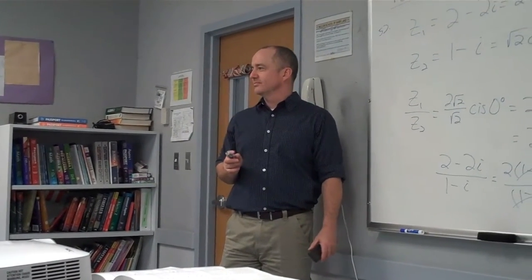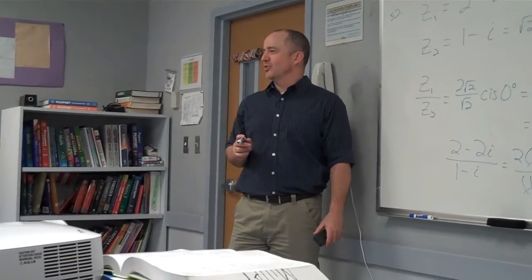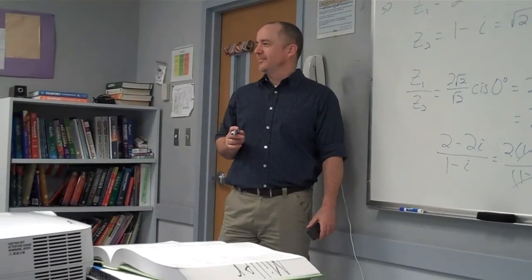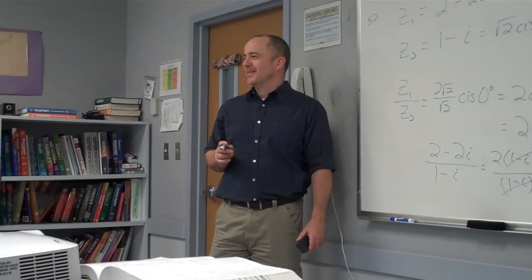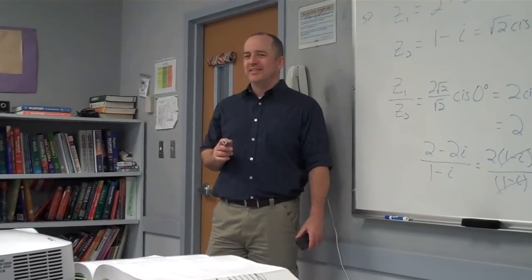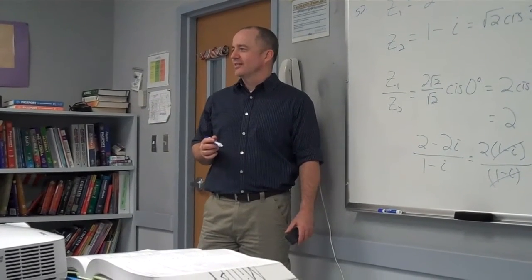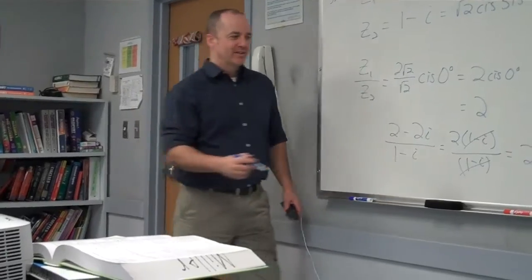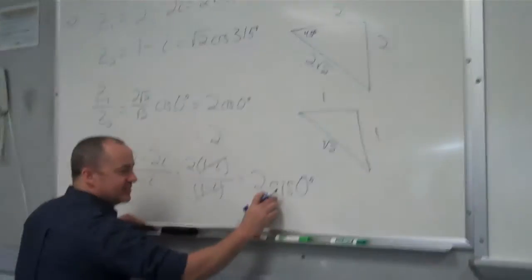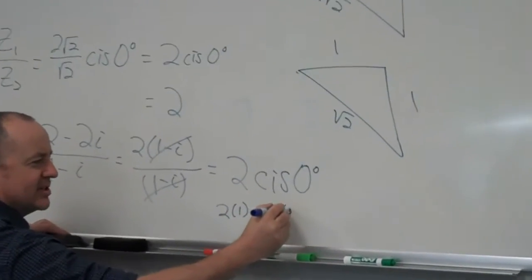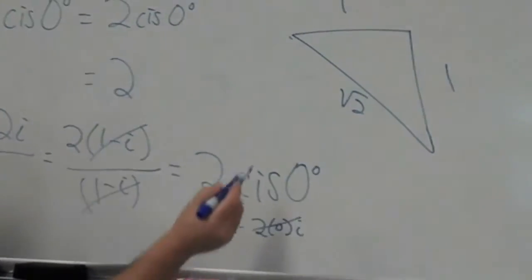Isn't the cosine and sine of 0 both 0? Nope. Cosine of 0 is 1. It's on the x-axis. Yeah, it's the x-axis. Sine of 0 is 0. Right. So then you multiply. So what this means is 2 times the cosine, this is 2 times 1 plus 2 times 0i, which is 2.